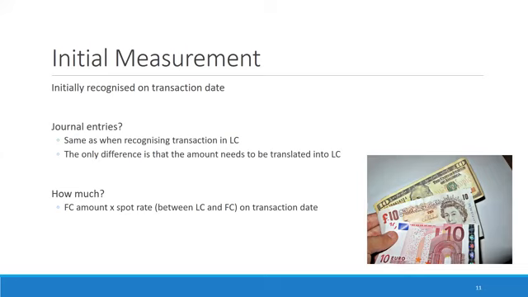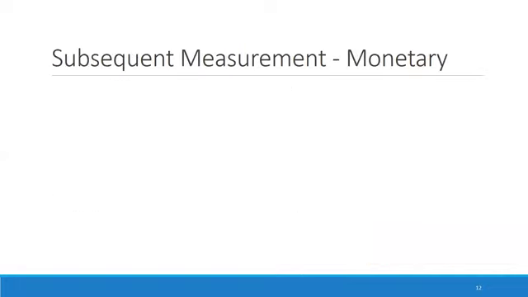So you'll use the foreign currency amount multiplied by the spot rate on the transaction date itself. When looking at the subsequent measurement of the monetary item, what do we mean when we're talking about the monetary item within the context of a foreign currency transaction? The monetary item could be the forward exchange contract. It could also be the foreign creditor. And so you translate to the latest exchange rates on the end of each financial year.